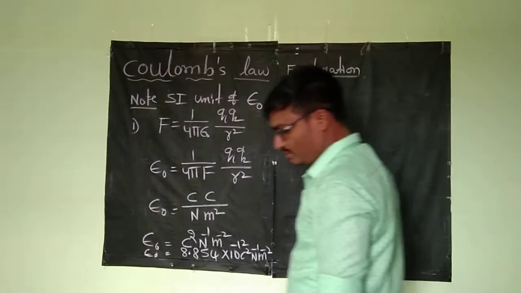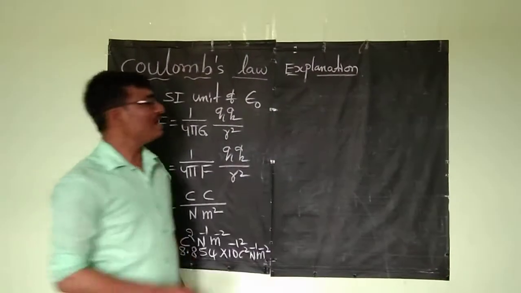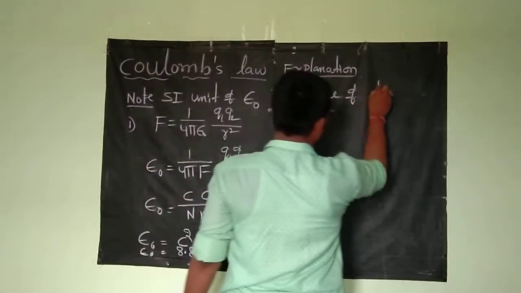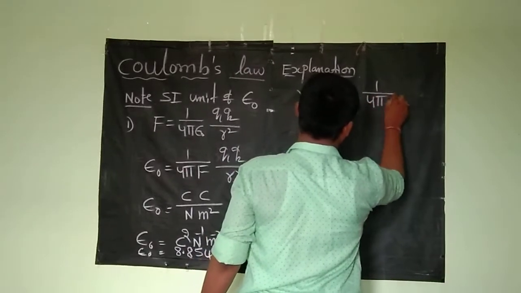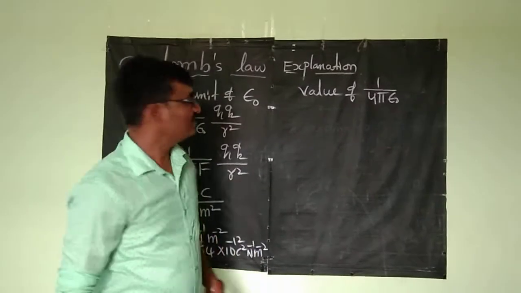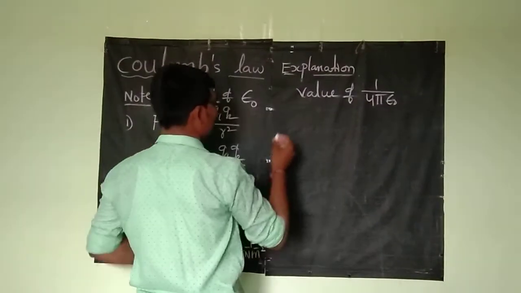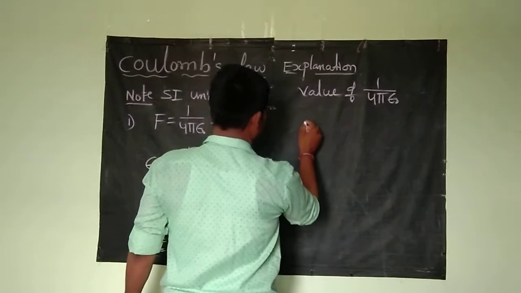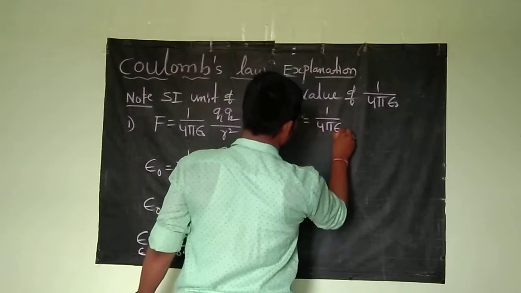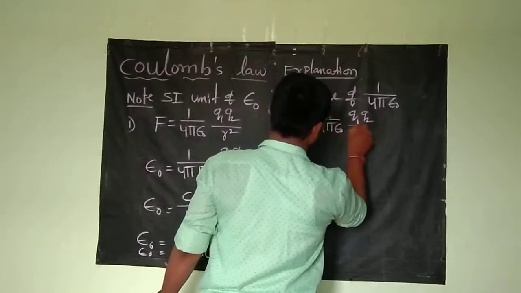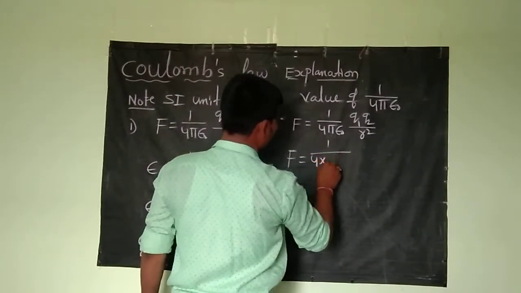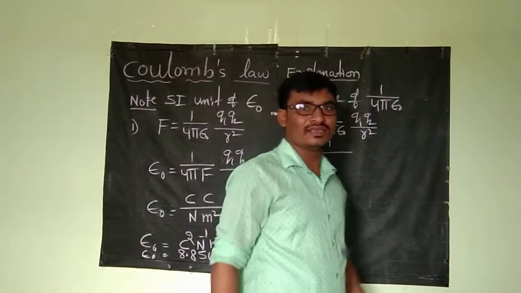Explain, that is, the value of 1 by 4 pi epsilon naught becomes 9 into 10 to the power 9, right? Here we can write the force formula. F is equal to 1 divided by 4 pi epsilon naught, Q1 Q2 divided by R square. Here pi value is 22 by 7, right?